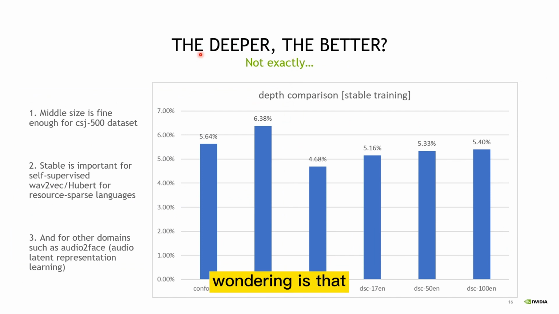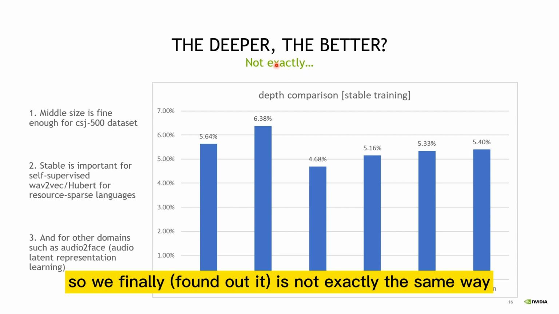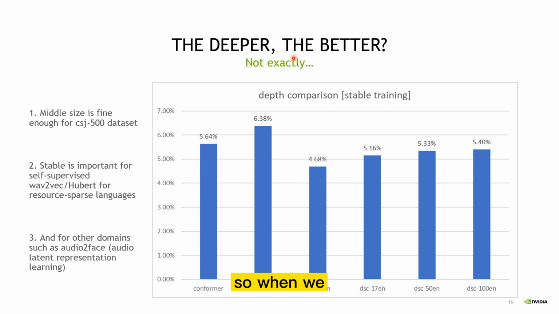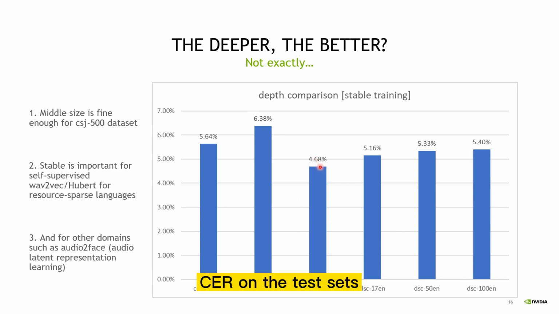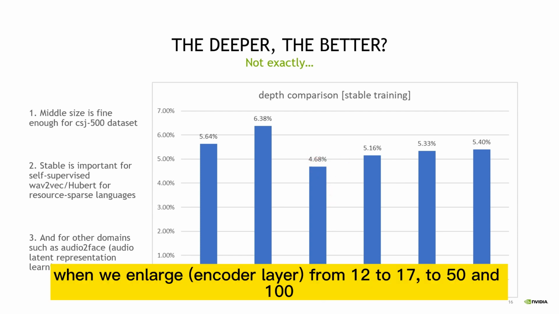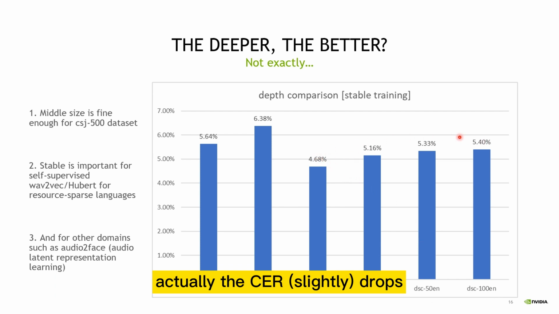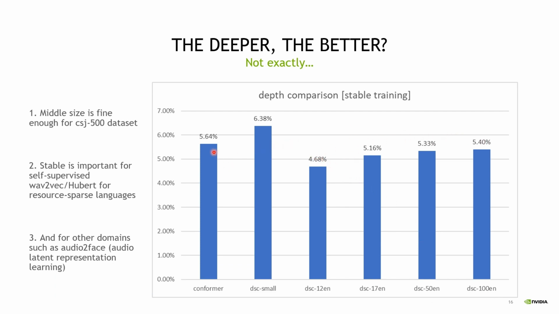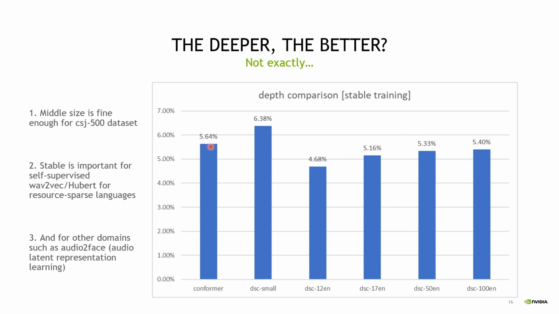Another question we wonder about is whether a deeper model can achieve a better result. So we found that it's not exactly so. When the model is small, the CER is the worst. But in the middle size, we can achieve the best CER on the test set. When we enlarge from 12 to 17, 50, and 100, actually the CER slightly drops. And actually they are all slightly better than the Conformer large model from the Google baseline.